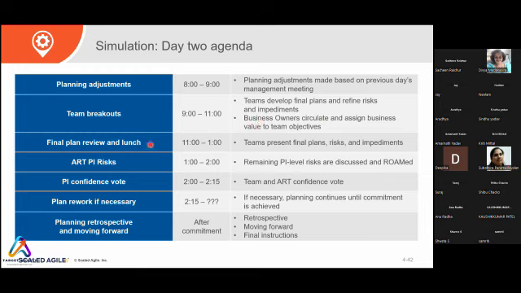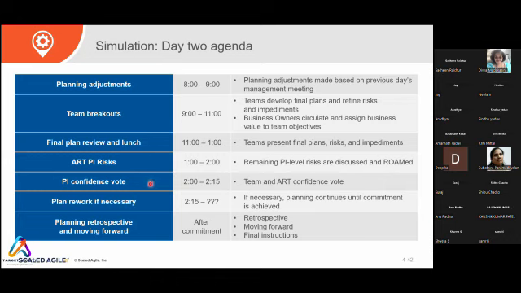After that, final plan review and lunch, teams again come together forming the complete group. They present their final plans, final risks and impediments to the entire audience. Then after that, the ROAM risk session happens. You have identified risks at your team level, but what are the risks at the cross-team level, or at the ART level, the agile release train level, or the program level? Those risks are discussed and ROAMed. What is ROAMing a risk? We will discuss that.